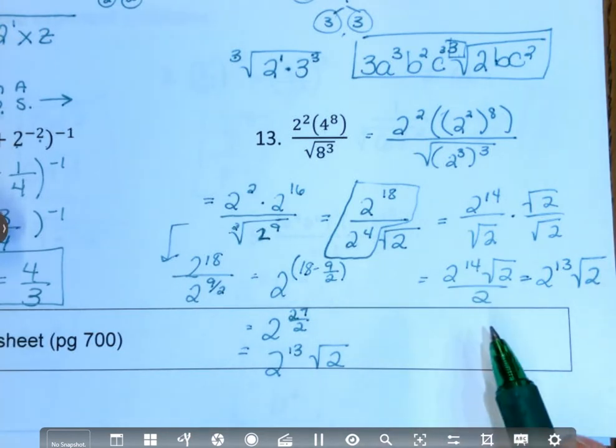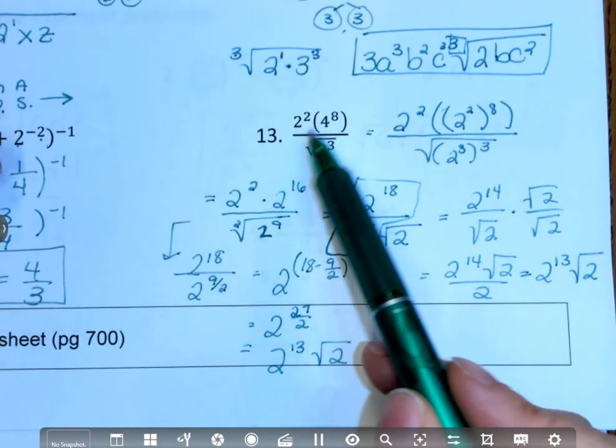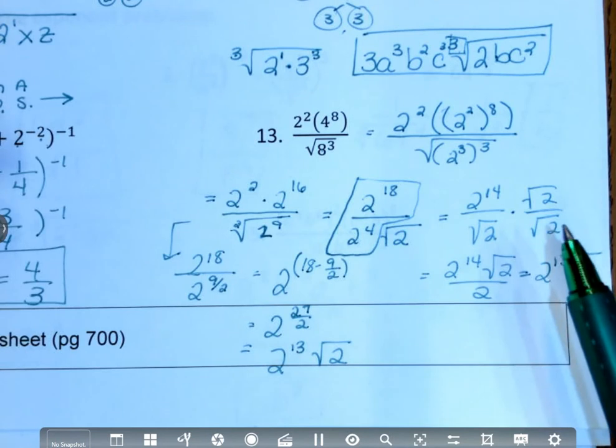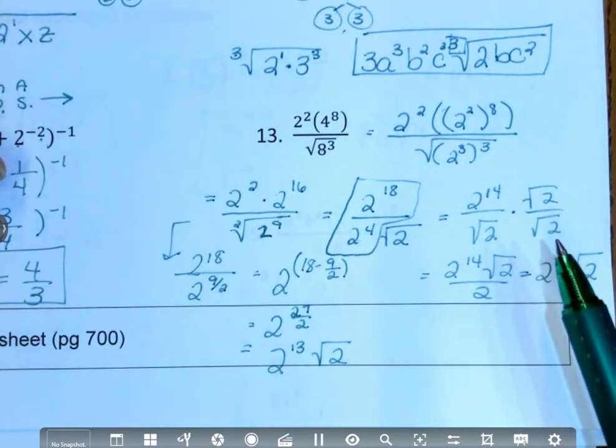That's probably the trickiest one. There are multiple ways to do it, but the thing is you don't have a calculator: get everything to the same base, and then just work through your rules. Okay?